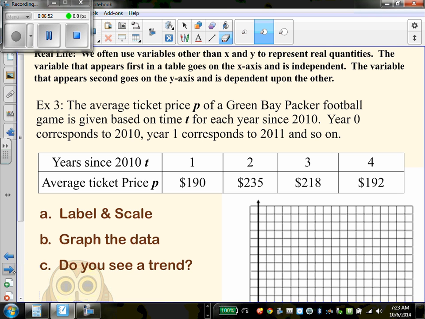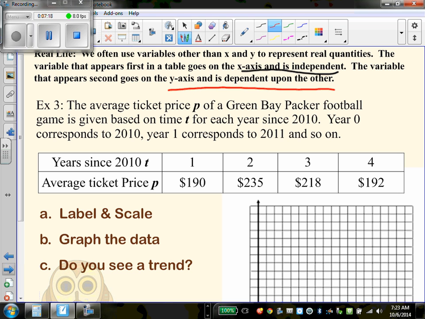All right, real-life example. So, we often use variables other than x and y to represent real quantities. The variable that appears first in a table goes on the x-axis and is independent. This is very important. So you're going to encounter two variables. The first one is usually going to be considered the x variable. And the second one will be the dependent variable. It will go on the y-axis. We always want to keep this consistent.